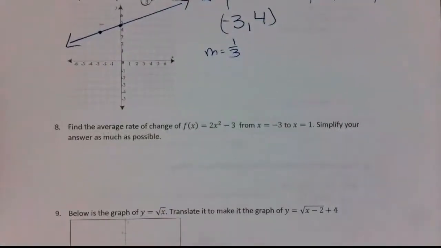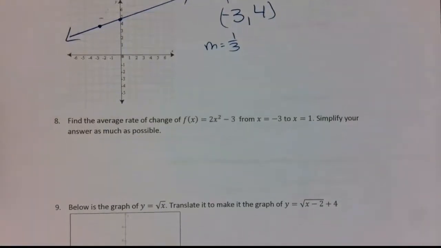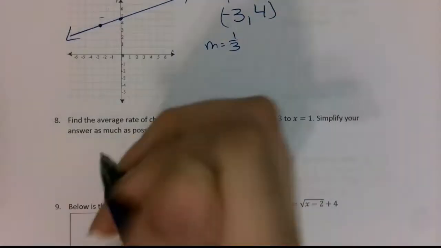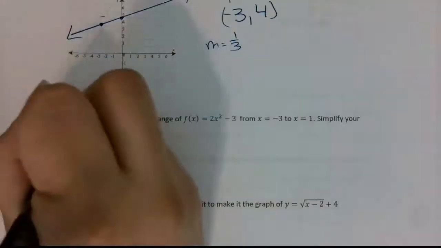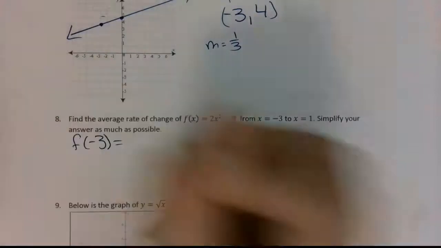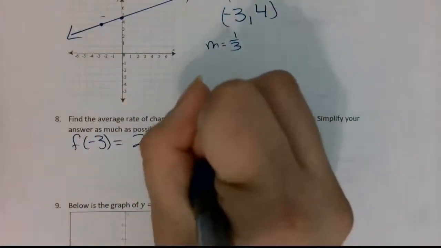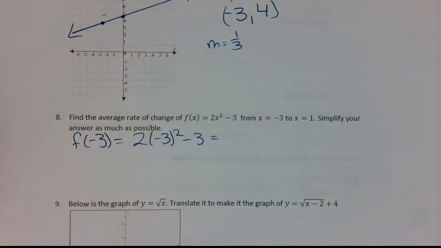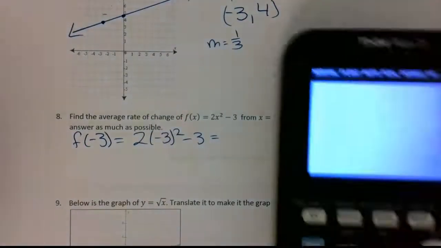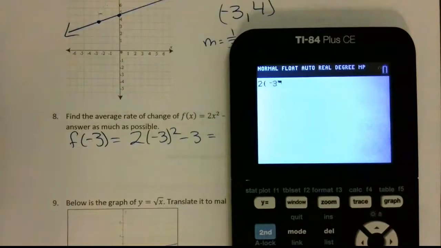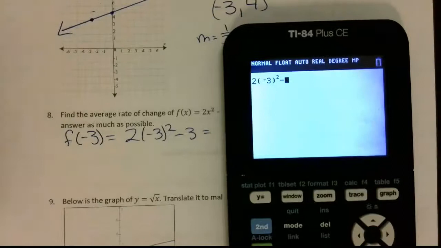Number 8 wants me to find the average rate of change for those two values. Basically what that is doing is finding the slope between those two values. So I want to plug in x and find out my f of x for those values. So f of negative 3 is 2 times negative 3 squared minus 3. If I go ahead and type this into my calculator, I have 2 times negative 3 squared minus 3, which gives me 15.